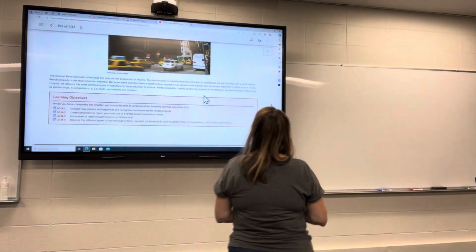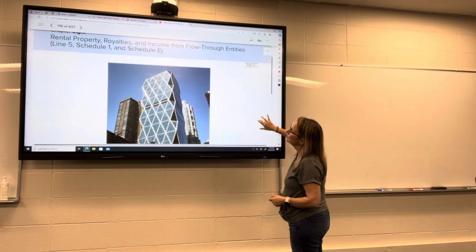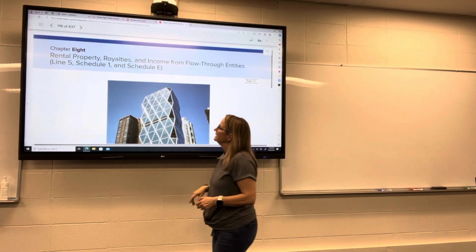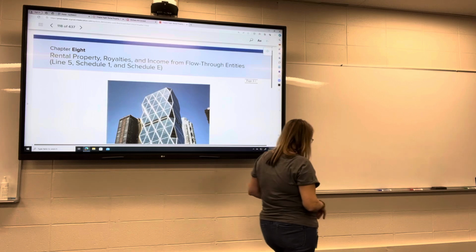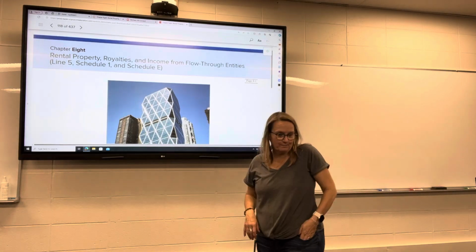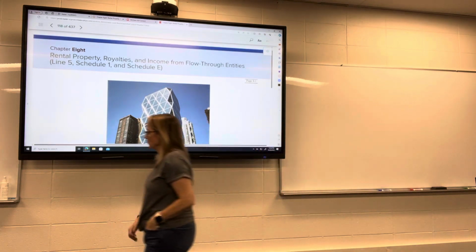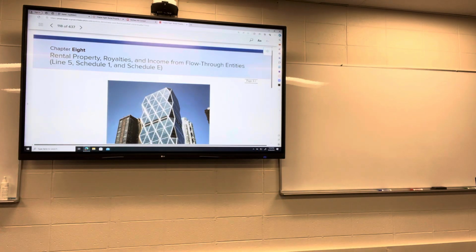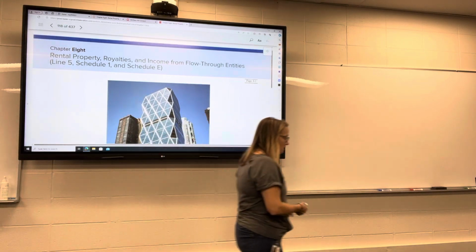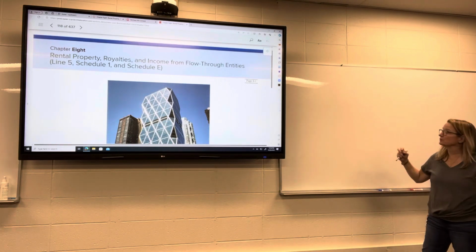So we are moving on to chapter 8, and we're going to talk about rental income, royalties, and income from flow-through entities or pass-through entities. It could be known as either one. All of this income is reported on our next schedule, Schedule E. Okay, so we've got a whole new schedule that we're going to look at.